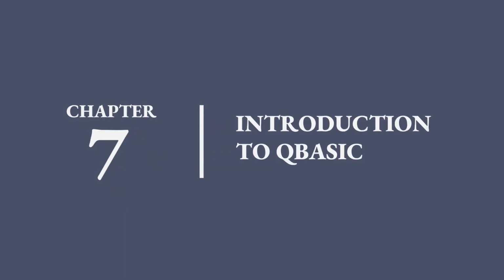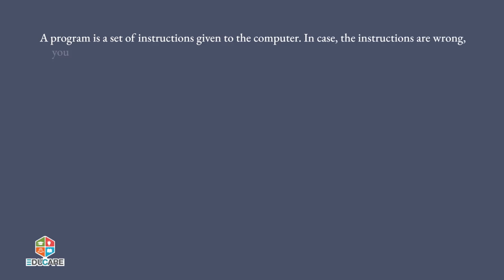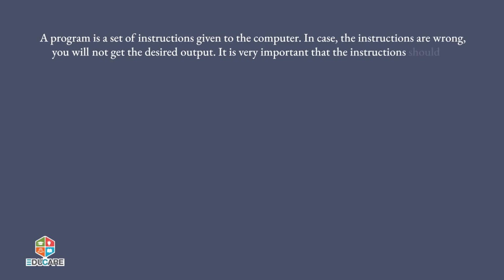Chapter 7: Introduction to QBasic. A program is a set of instructions given to the computer. In case the instructions are wrong, you will not get the desired output. It is very important that the instructions should be correct and written in a logical order.